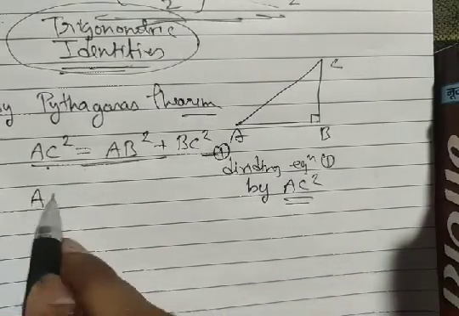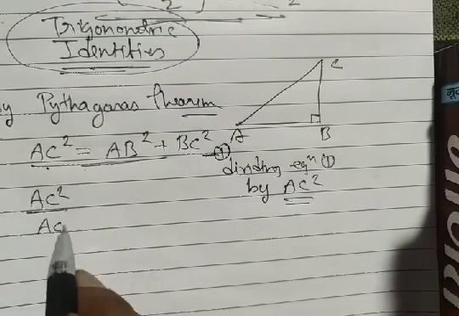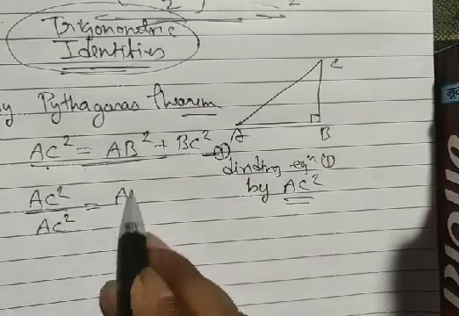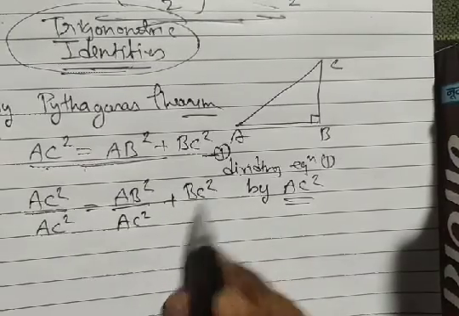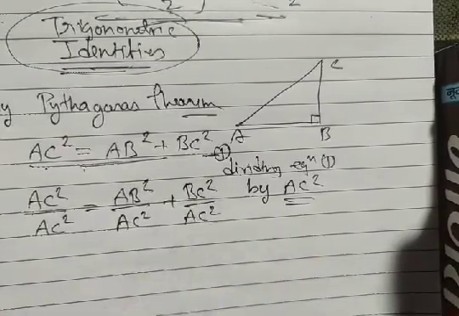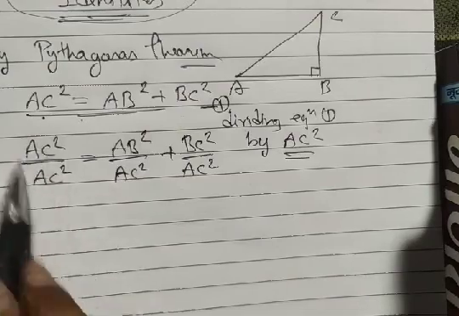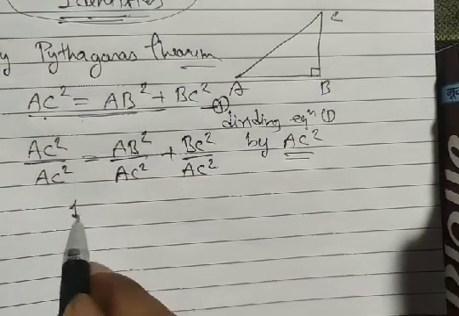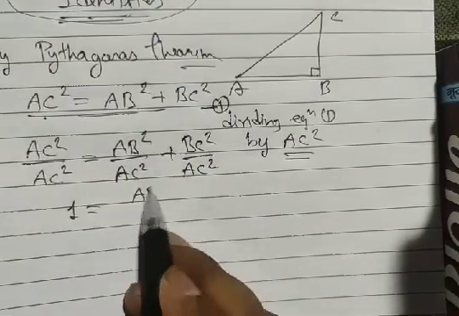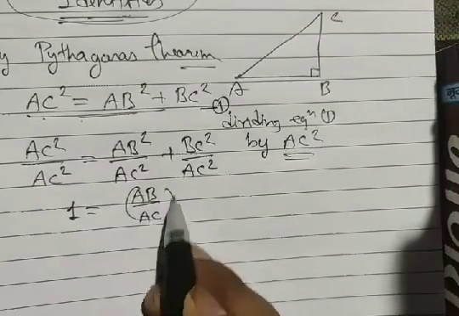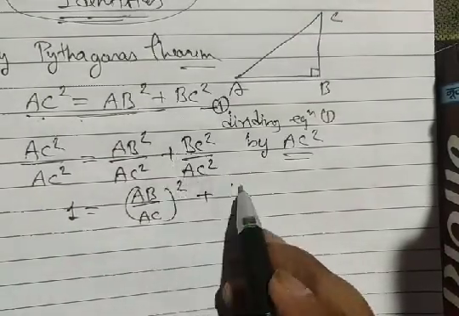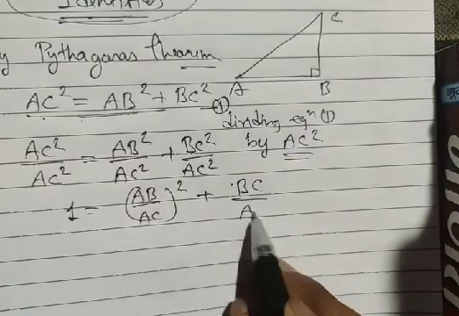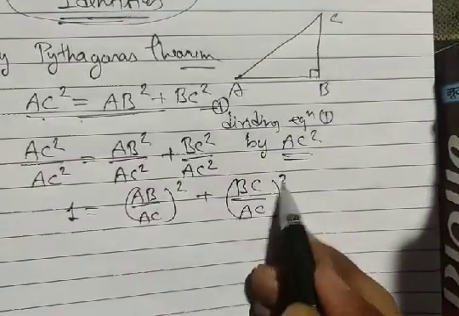Then what do we have? AC square divided by AC square equals AB square divided by AC square plus BC square divided by AC square. This value is equal to 1, and we can write it as AB is to AC whole square, and BC is to AC whole square.